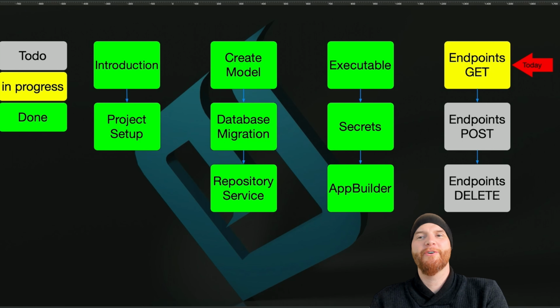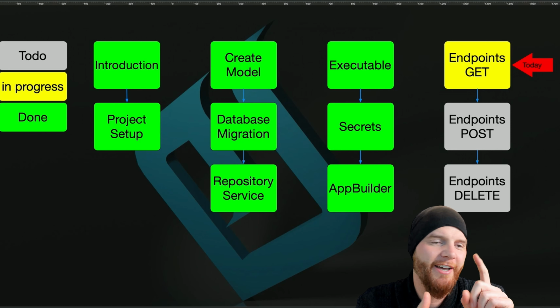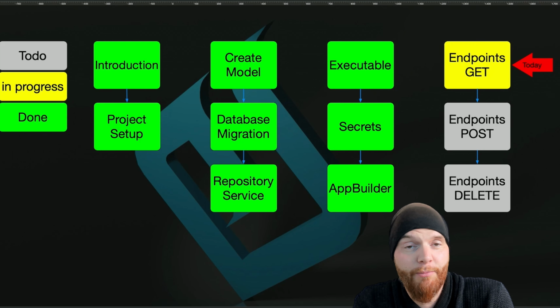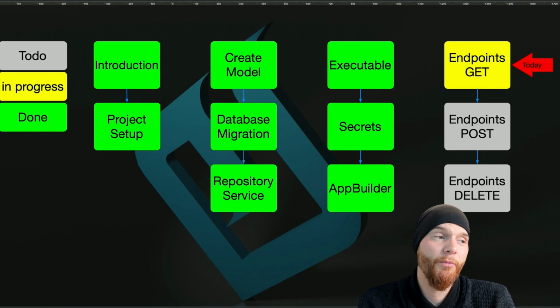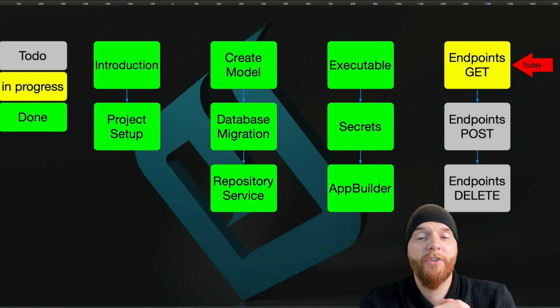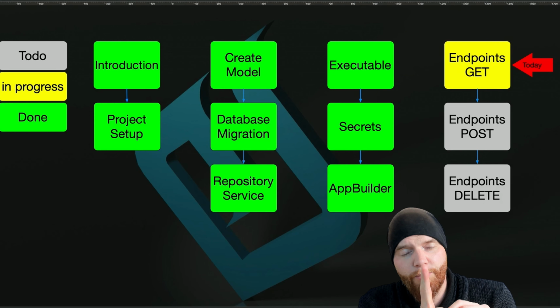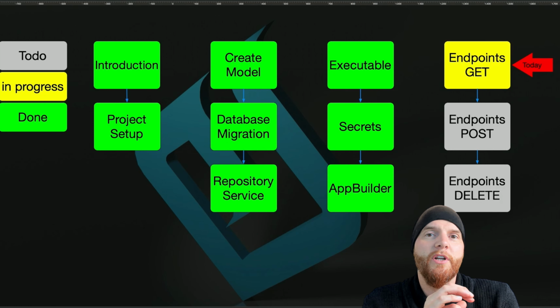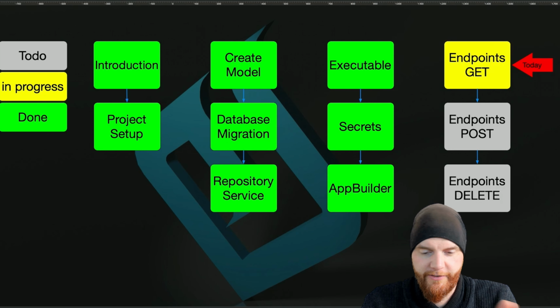Okay, so we are almost at the end of our series. If you watched all the episodes, we did some introductions. I did the server, the project setup with Package.swift. We created the model, the database migration, the repository service, the executable. We talked at length about the secrets. Last time we did the whole app builder. We're still missing one part for it, but don't worry, we'll get to that soon enough. And today we finally are getting into the endpoints.